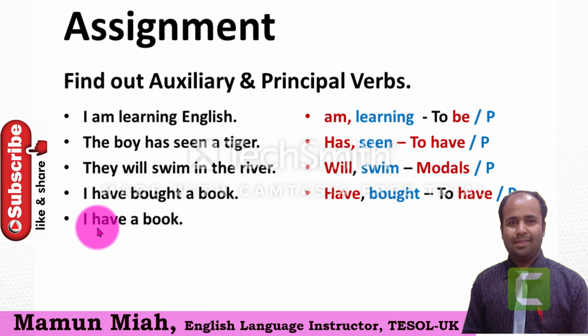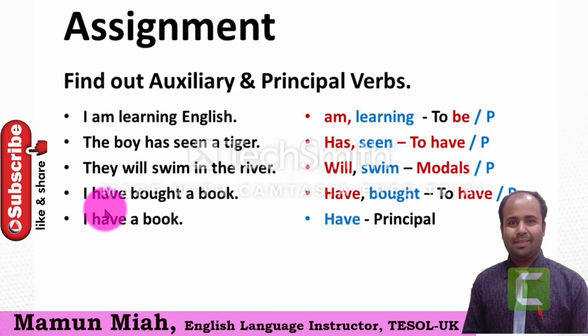But this is an exception, my dear student, that I talked about in the previous slide. "I have a book." Here, how many verbs? One verb, only "have". But "have" is here the principal verb. Look at the difference.